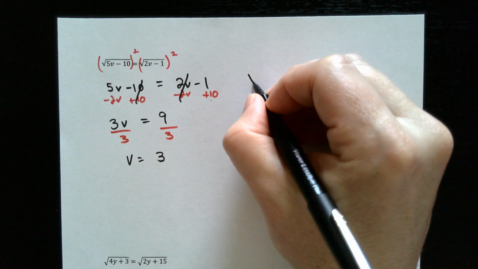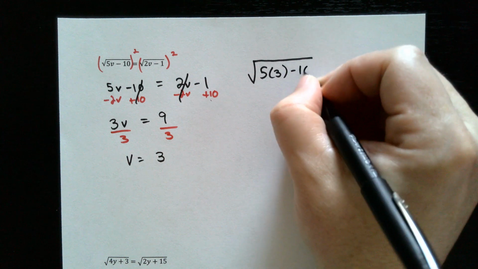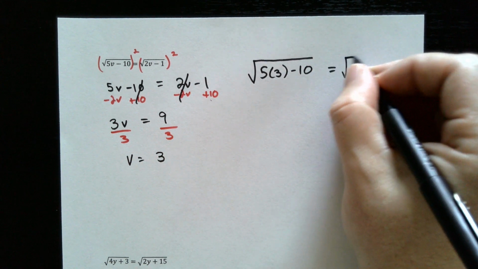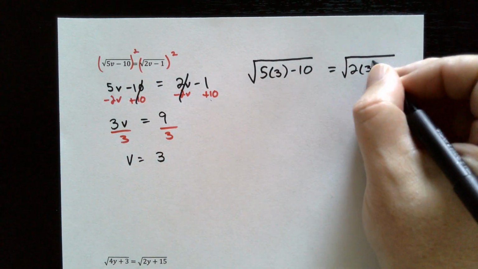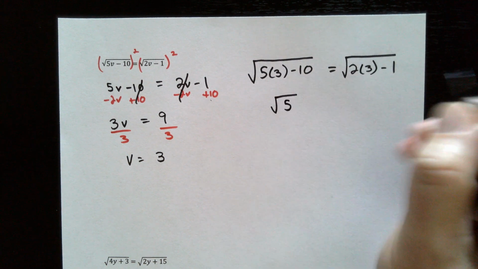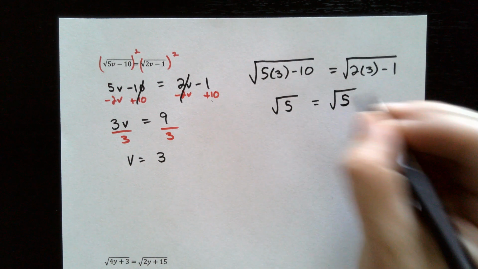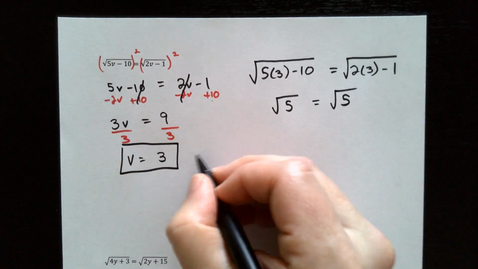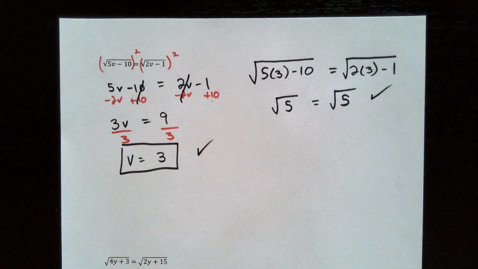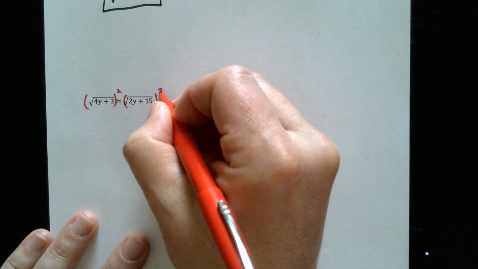Okay, check it out real quick. So square root of 5 times 3 minus 10 equals square root of 2 times 3 minus 1. Let's see, that's 15 minus 10, that's square root of 5. And this is 2 times 3 is 6, minus 1 is 5, so equals square root of 5. So our solution checks out because this is true. Okay, one last one. So on this one, it seems to be solved for us nicely already again, so I'll just square both sides.